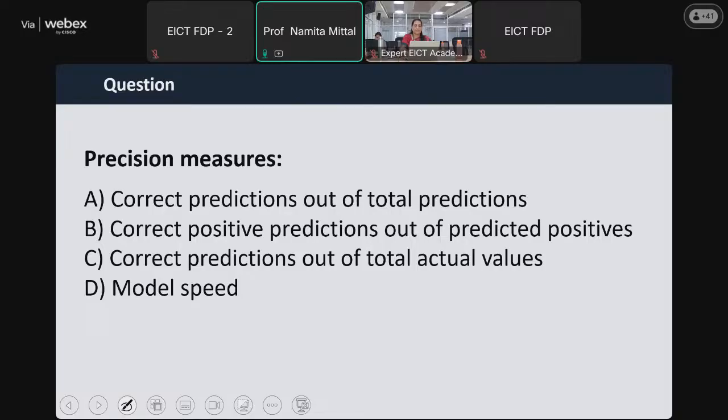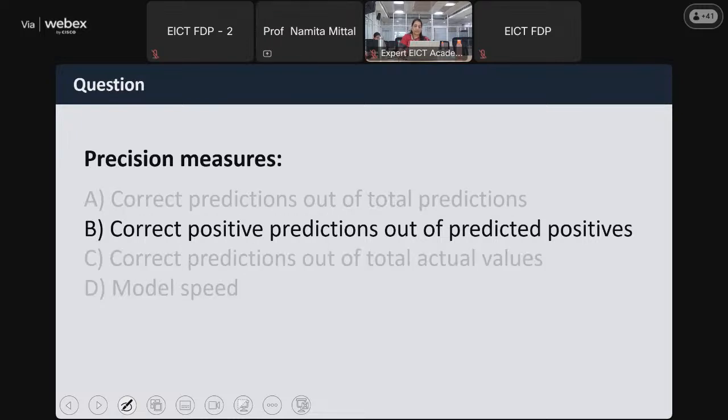What we mean by precision is the correct positive predictions out of predicted positives. What is the formula for precision? TP divided by TP plus FP. TP is a true positive, FP is a false positive. So out of total predicted, how many are true positives. If we say fraction of total predictions that are correct, then it is accuracy. But we are only asking for TP. Precision is TP divided by TP plus FP.